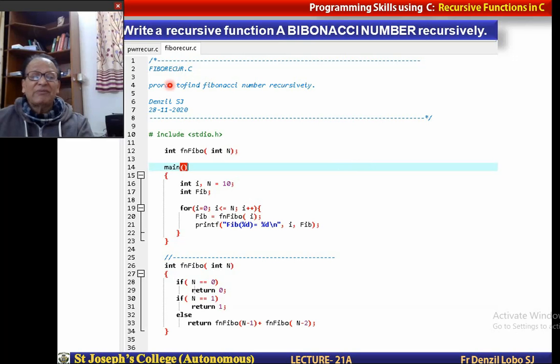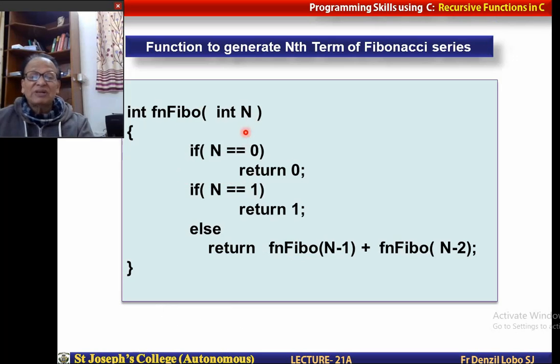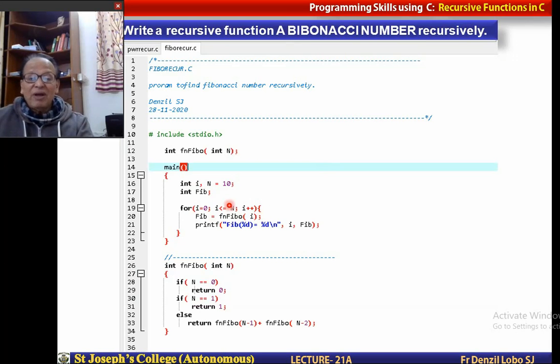So for example, here I've written a program to generate n Fibonacci numbers. Please remember, this function generates the nth term of the Fibonacci numbers. That's all. It's not generating n Fibonacci numbers. So the nth Fibonacci number. This is the prototype here. This is the code for that function.